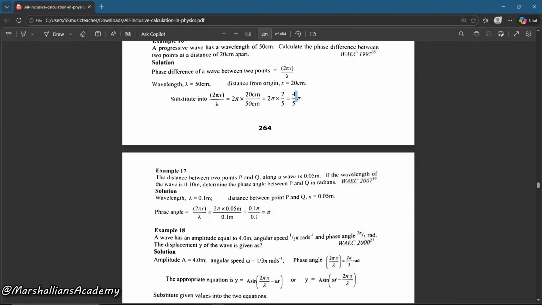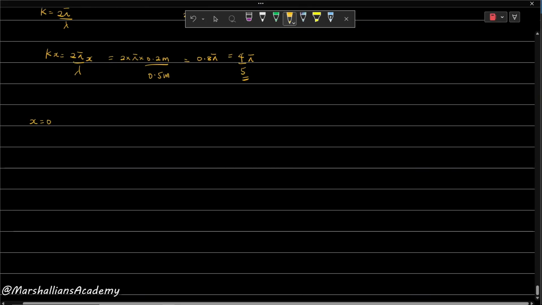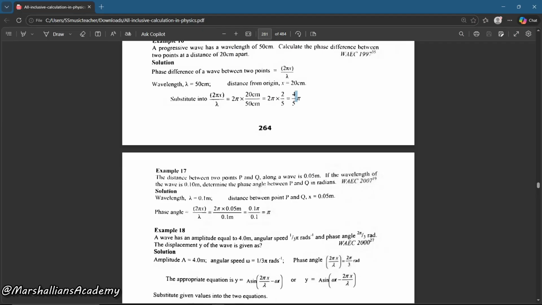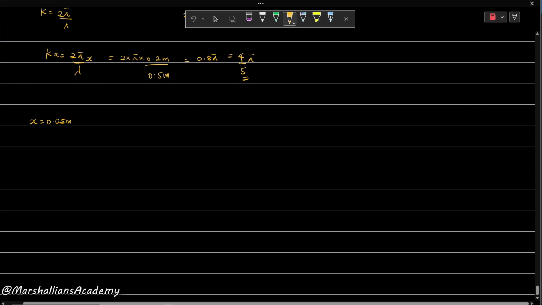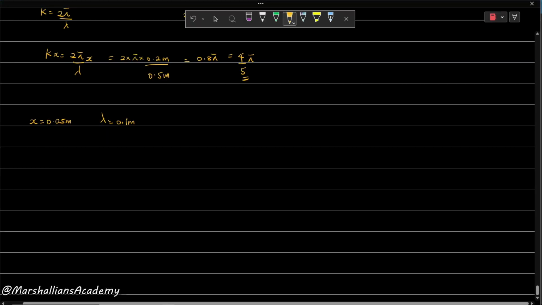And the next question, they said the distance between 2 points P and Q along a wave is 0.05. So they are giving us the x to be 0.05. What else do we have? They said if the wavelength of the wave is 0.1, as lambda is equal to 0.1. What else? Determine the phase angle between P and Q.